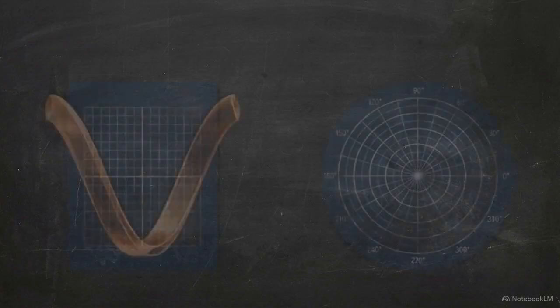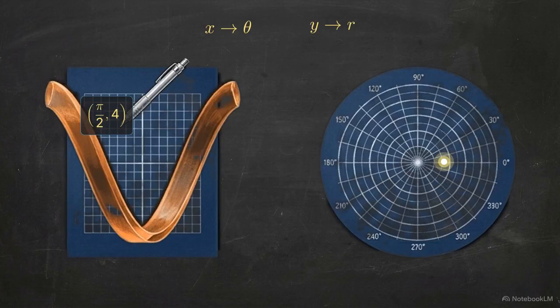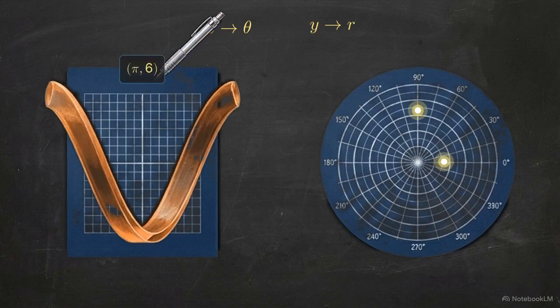To translate from Cartesian to polar, the x-axis values become the polar angle, theta. The y-axis values become the radius, r. Point 1 starts at 0 on the x-axis and 2 on the y-axis. On the polar grid, we go to the 0 radian angle and place a dot at a radius of 2. Our second Cartesian point is pi over 2, 4. We move up to the 90-degree angle on the polar grid and push out to a radius of 4.